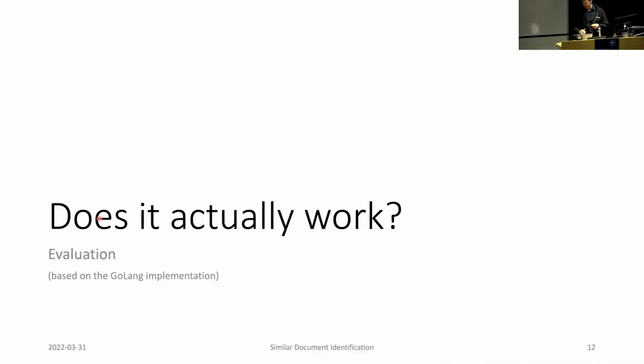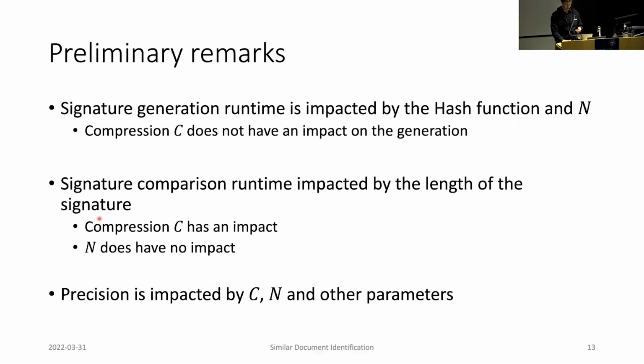And when I read this, I thought, that's interesting, but does this actually work? Then we did some testing, and I was really surprised how well it works. There are scenarios where it doesn't work very well, I'll come to those, and scenarios where it actually works nicely. So, for the signature generation, before we talk about the evaluation, the runtime is impacted by the hash function.